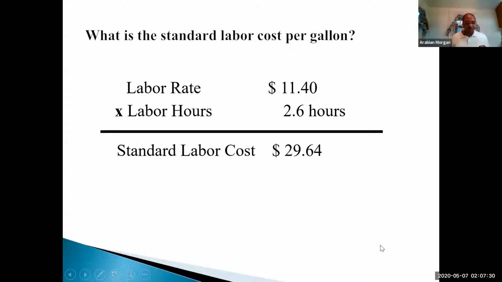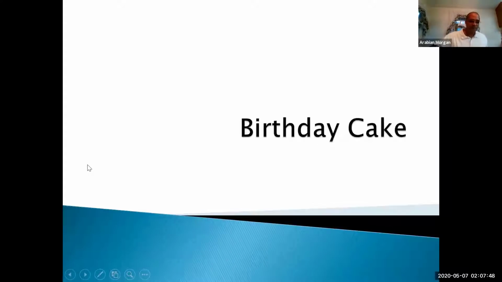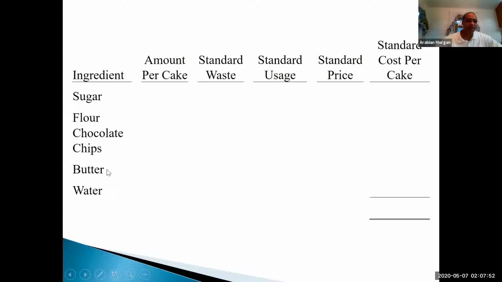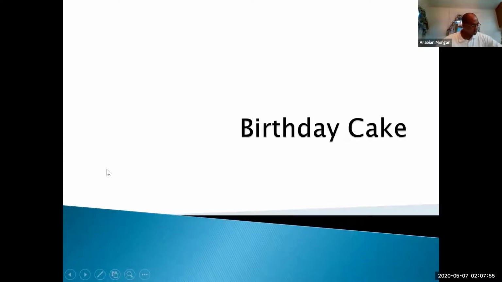So let's go and look at one more example of what is a standard. Okay, what is a standard? This is a little more tricky, but I think it'll help you out in life. Look at page 424. Page 424. This is a story about a birthday cake. Let's just read the story here.